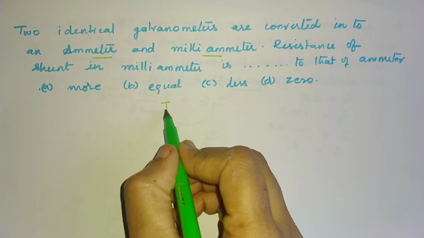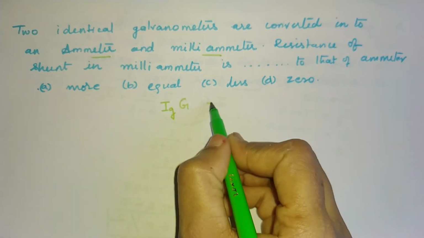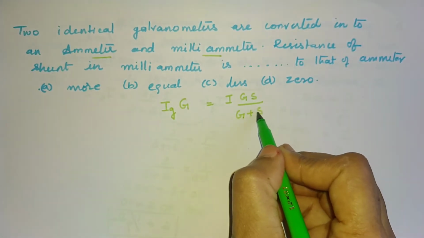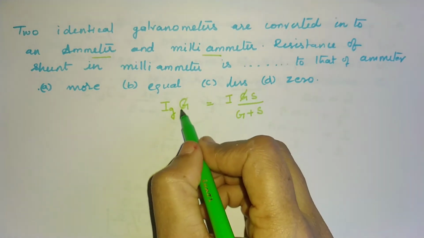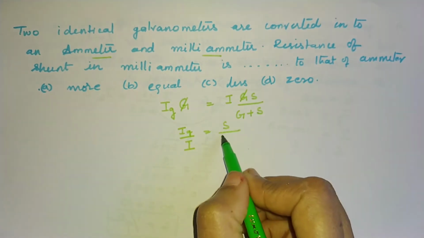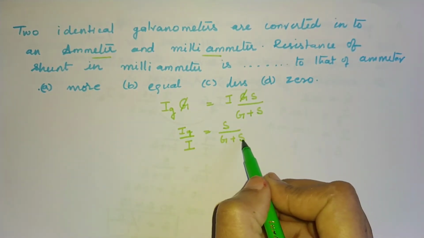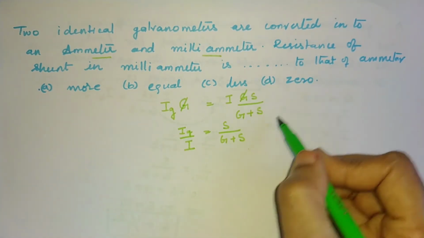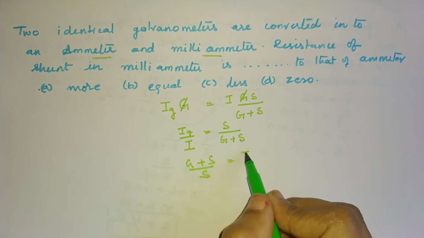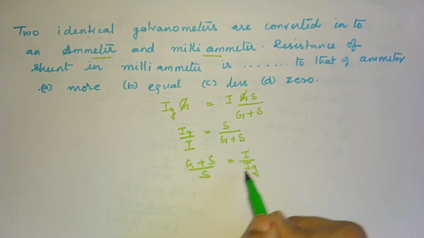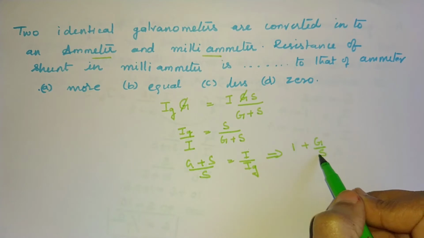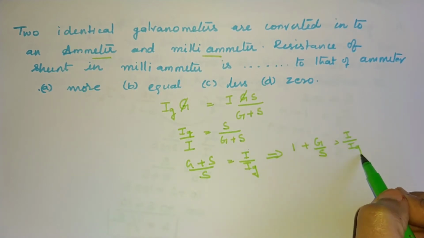We know just now we have written Ig into G should be I into GS by G plus S. We will find out the shunt resistance from here. Ig by I is S by G plus S. Since we need the shunt resistance, I will reverse the fraction. When I reverse the fraction, G plus S by S is I divided by Ig, which implies 1 plus G by S is equal to I by Ig.